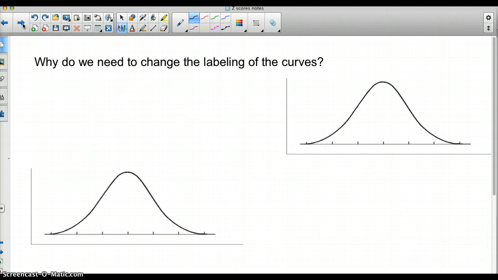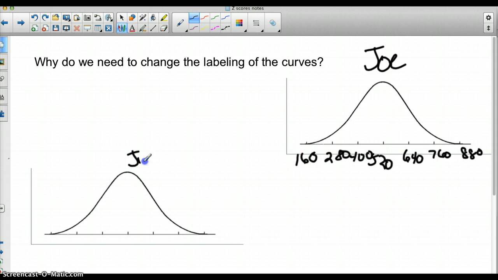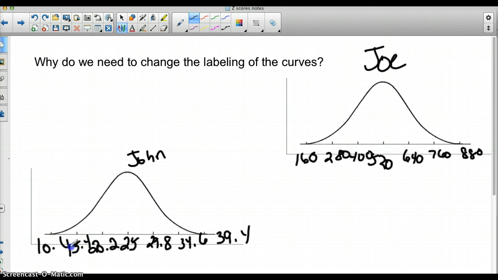So why do we need to change the labeling of the curves? If we took our information from before, we could label our set of information, where we could have this as Joe's SAT scores, and we would have that his mean is 520, and we go up by 120 for each standard deviation, so 640, 760 and 880, and here we would have 400, 280, and 160, and we could take John's ACT scores and we could label his as 25, 29.8, 34.6, and 39.4, and then going left, 20.2, 15.4, and 10.6.